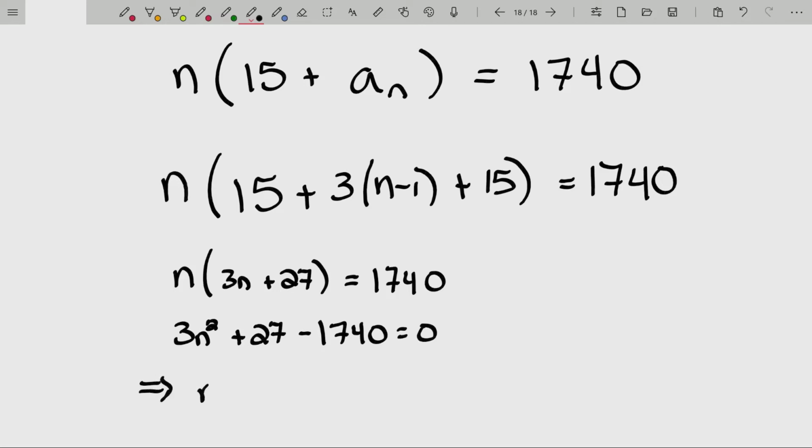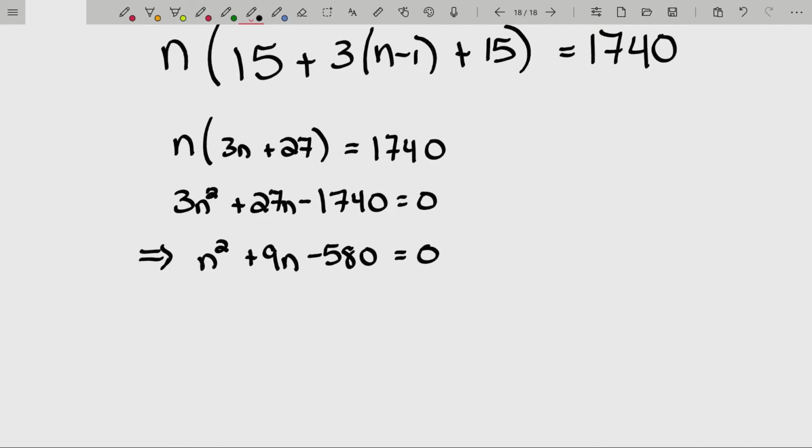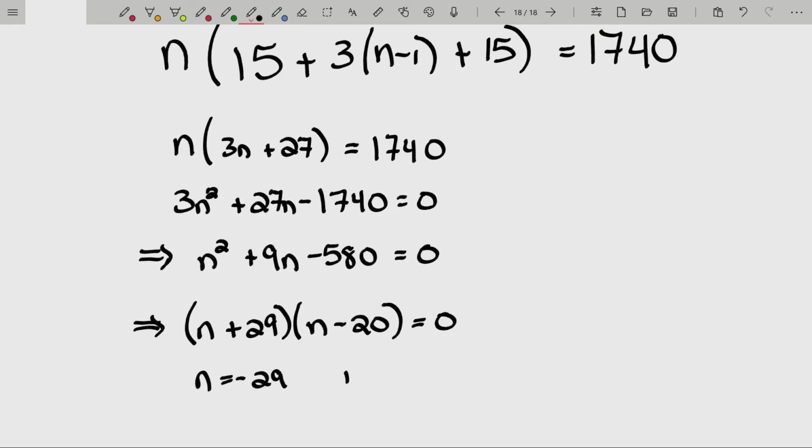So anyhow, I'm going to rewrite this as n squared plus 9n minus, I actually used a calculator for this, don't think that I'm a human calculator, 580. Now you might be able to actually factor that very quickly. In fact, maybe I'll try. I'll give myself a few seconds here. 29 and 20 actually does work out. So n plus 29 and n minus 20. Let's see. Yep, that'll work. So we have two choices, n equals negative 29 or n equals 20. We obviously know it's going to be n equals 20.